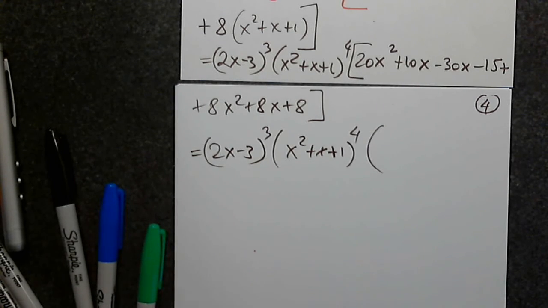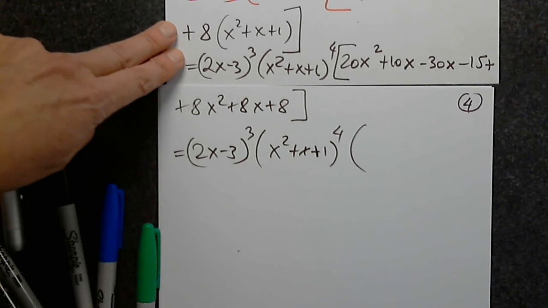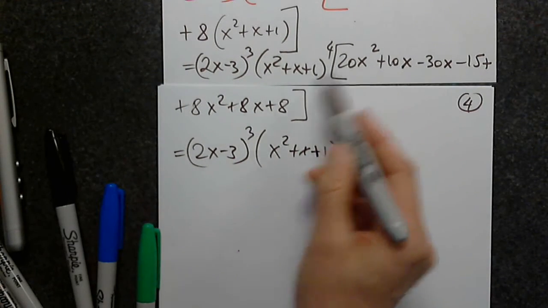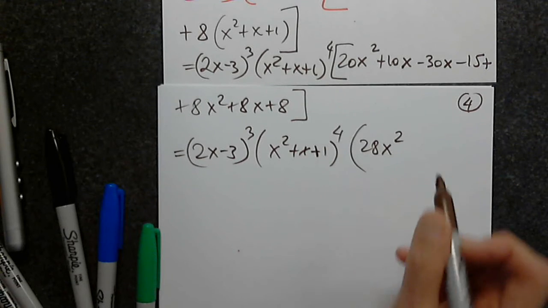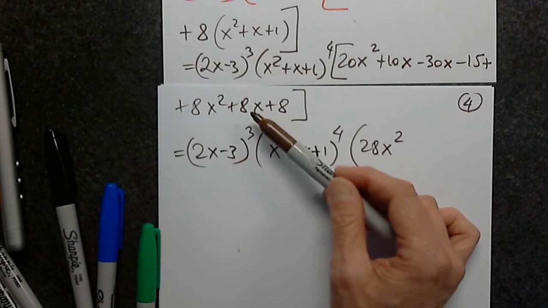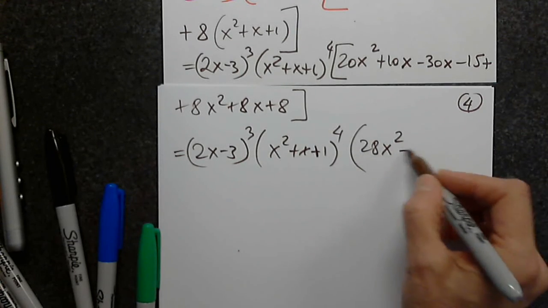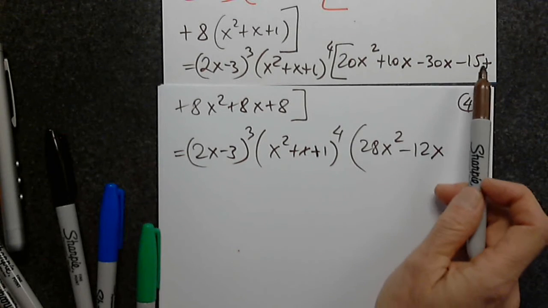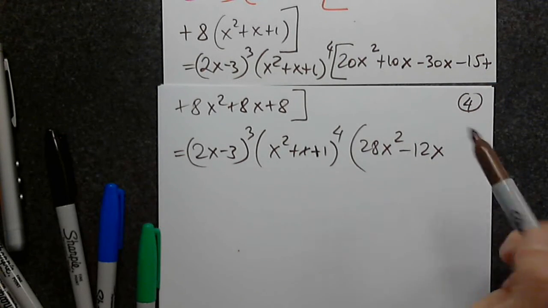And now, can anyone combine those for us? 28x squared. 28x squared, I agree with that. So this is 10 minus 30, which is negative 20. Negative 20 plus 8. Minus 12. Very good. And then we have a negative 15 with a positive 8.